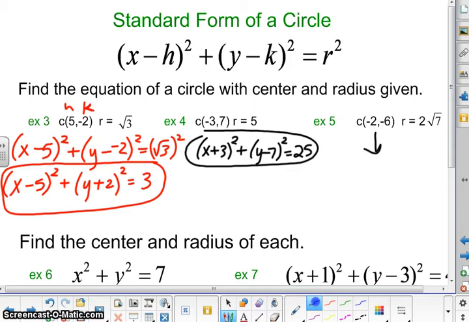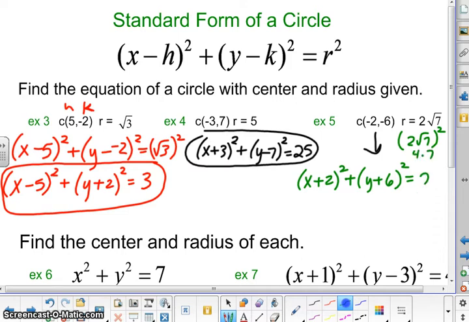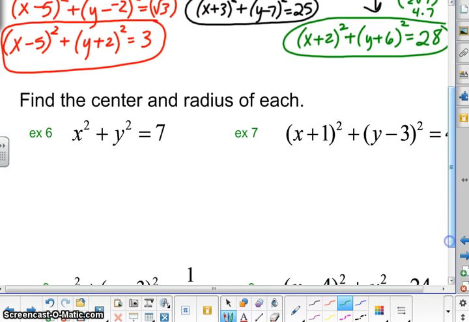And then on the next one here, we are with x plus, because it's going to be minus a negative, and then y plus, because it's minus a negative again. And this one's a little trickier because you have two things to do. You have to square the 2 to get 4, square the radical 7 to get 7. So that means the final part would be 28. Okay, now let's look at the opposite direction. Since there's nothing in both of the parentheses here, that means the center point is going to be at 0, 0. And the radius is the square root of this number. So you have the square root of 7.